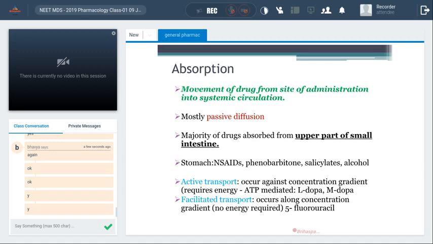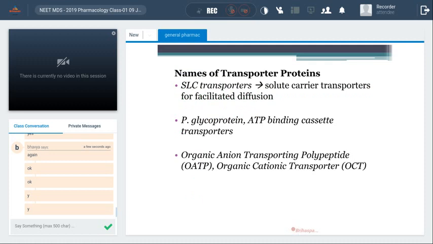Okay, so absorption simply means whether you give orally or IM or rectal, it has to reach systemic circulation, that is the blood. Majority of the drugs are usually absorbed from the upper part of the small intestine. Say, for drugs given by oral route, it enters the stomach, then it goes into the intestine. So majority of the drugs are absorbed from the upper part of the small intestine. But there are also drugs which are directly absorbed from the stomach even before they reach the intestine. For example, NSAIDs.